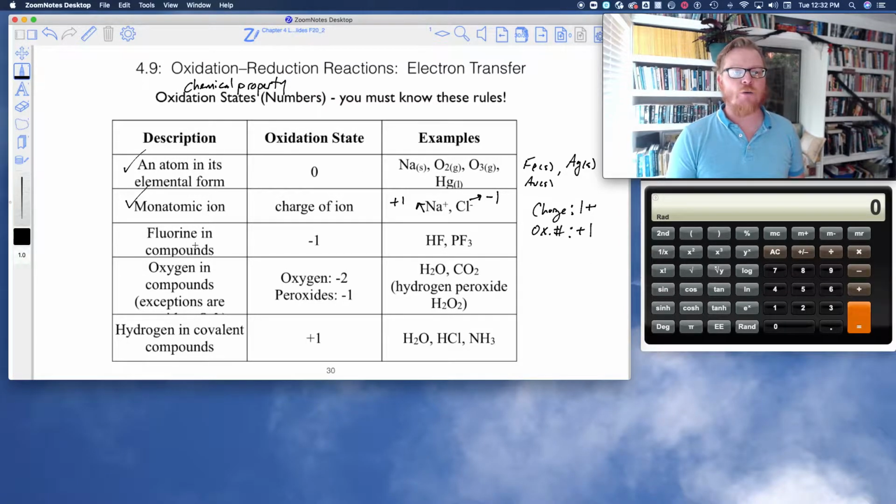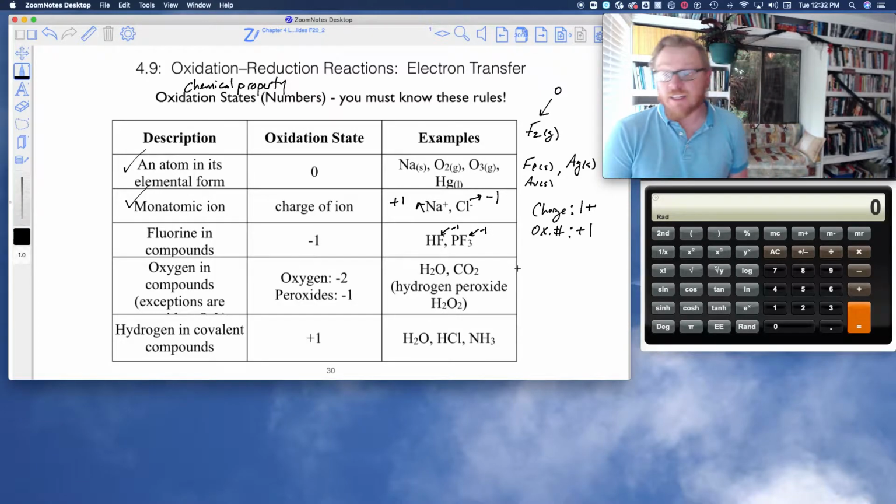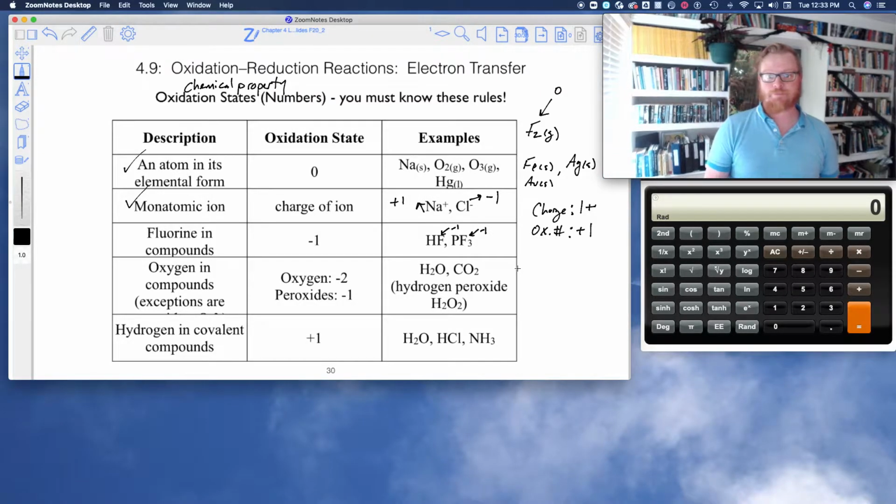So as it turns out, fluorine, specifically fluorine, is always -1 in a compound. Okay, except for, of course, F2 gas, because that's the elemental form of fluorine, so that would be an oxidation state of 0. However, in this HF molecule, it's -1 for the oxidation state. Same in this PF3 molecule. It's also got an oxidation state of -1, right?